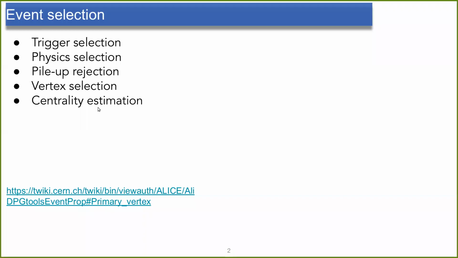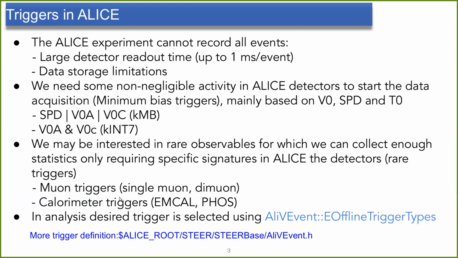For the event selection, there are four steps. The first is the trigger selection, then physics selection, then pileup rejection, then vertex selection and centrality estimation. For more details about this event selection, one can look at this ALICE Wiki page of the event selection. So let's start with the trigger.